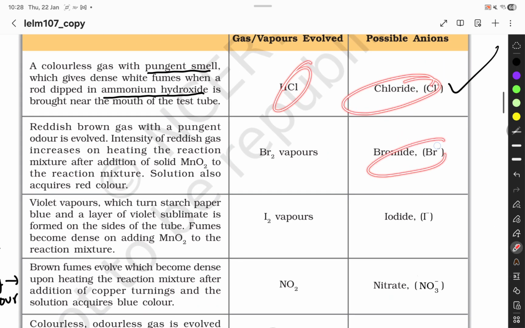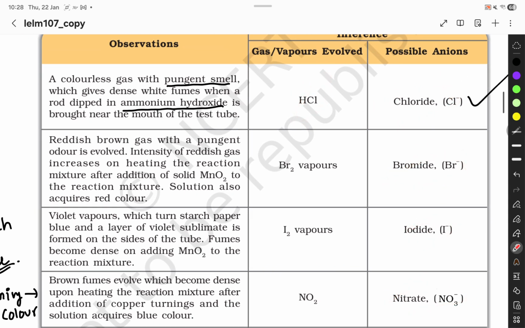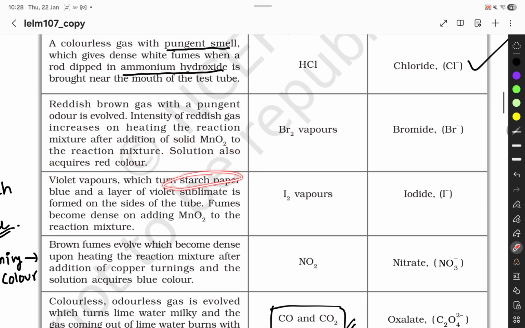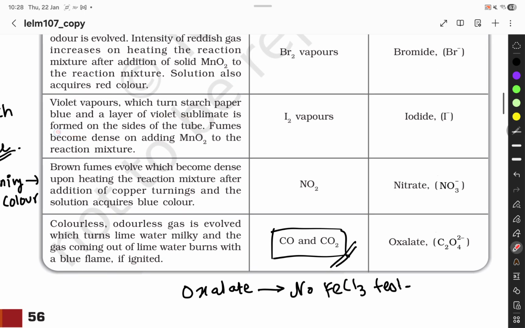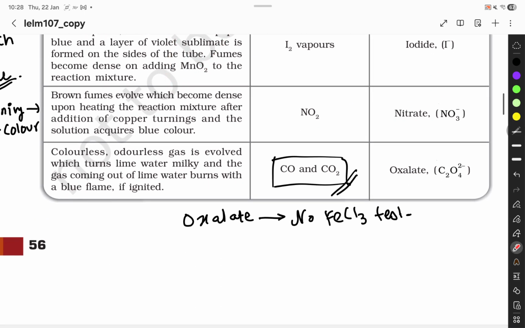Then conc H2SO4 is common sense. It releases chlorine, bromine, iodine, nitrate, and oxalate. Chlorine, pungent smell, with ammonium hydroxide, dense white fumes. Bromine, reddish brown gas, with solid MnO2 it increases the reddishness, and the solution acquires red color. I2, violet vapors which turn starch paper blue, and a layer of violet sublimate is formed on the side of the tube. It becomes dense with adding MnO2. So you add MnO2 in both, it will become dense.